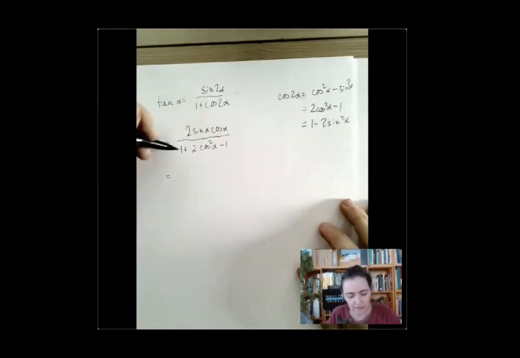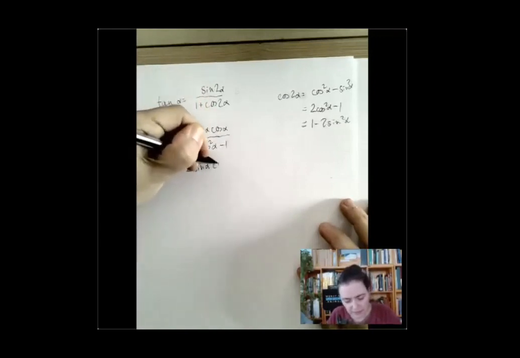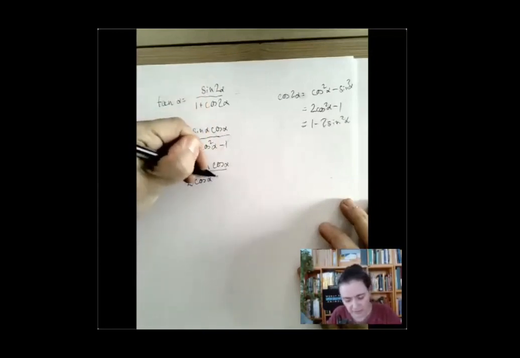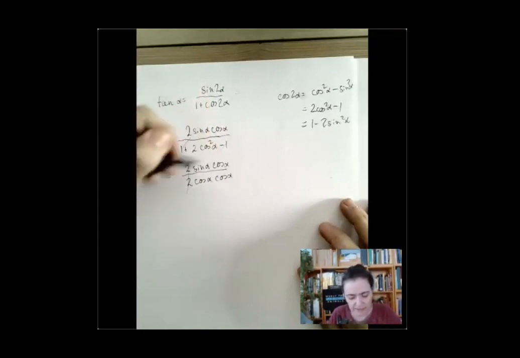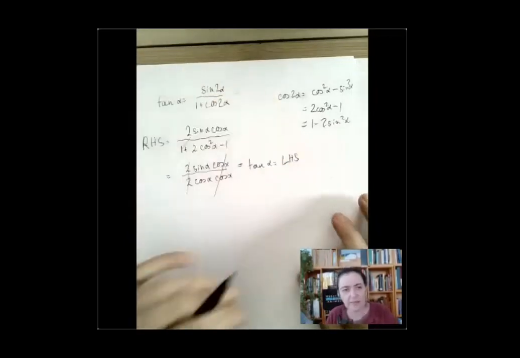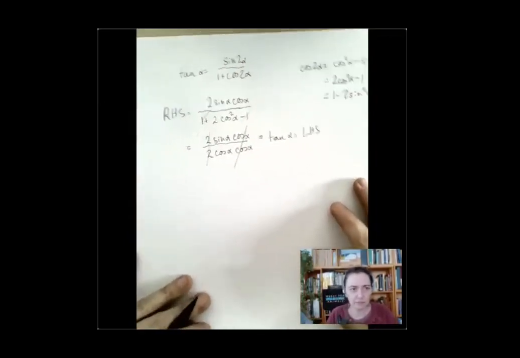See? 1 cancels out, and then the numerator is 2 sine alpha cosine alpha, and the denominator is 2 cosine alpha cosine alpha. Where the 2 cancels, the cosine cancels, and what's left is tangent alpha. And so we're done. Now let me explain to you why this is such an important formula.